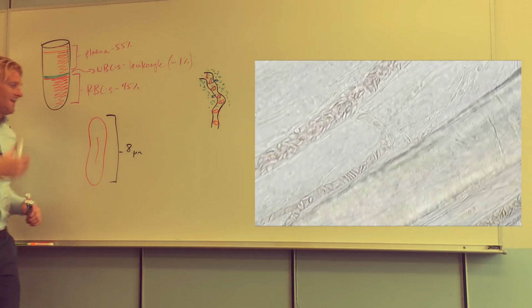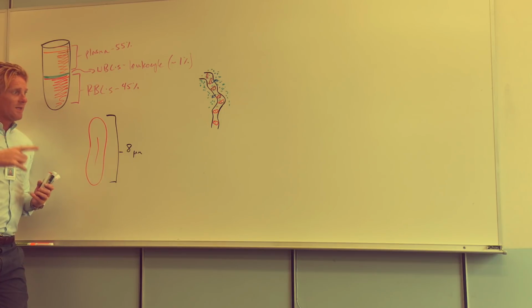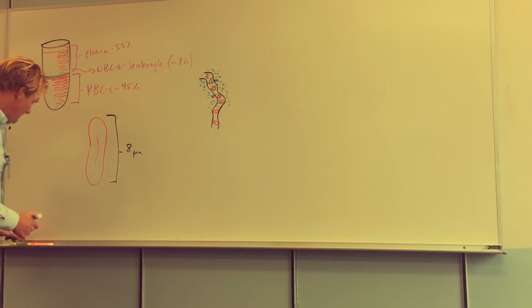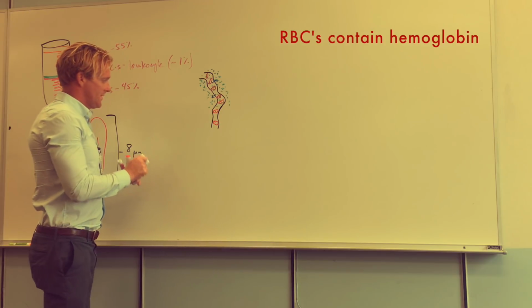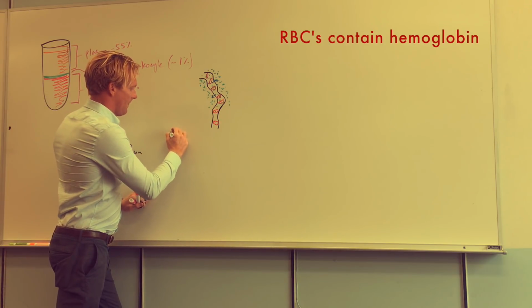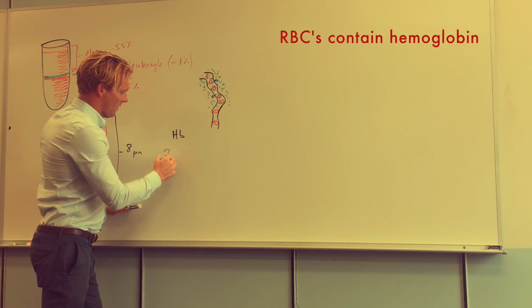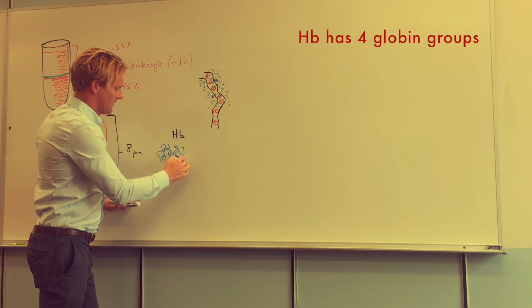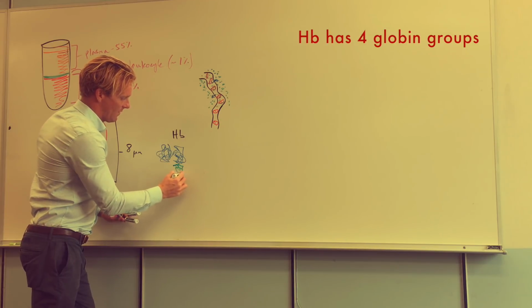These red blood cells don't have a nucleus. They're essentially just a cell membrane that contains a bunch of a very important type of protein called hemoglobin. Hemoglobin looks like this. Here's a molecule of hemoglobin. The abbreviation for hemoglobin is Hb. It consists of 4 globin groups: 2 alpha globins, right here in blue, and 2 beta globins, right here in green.